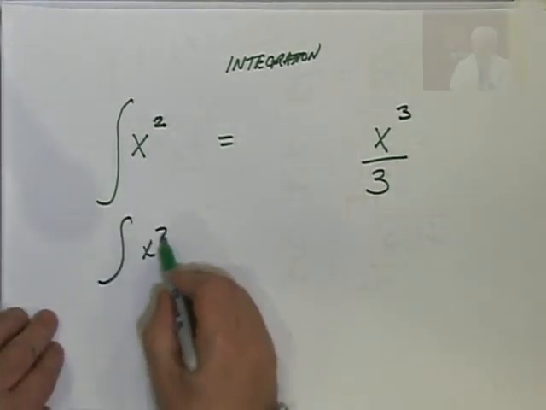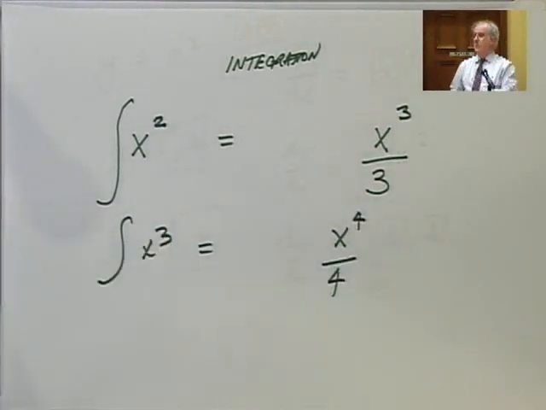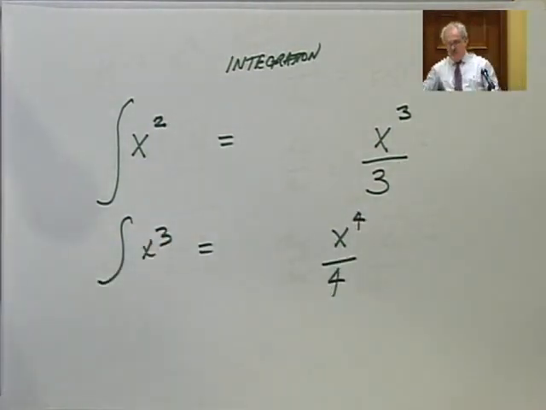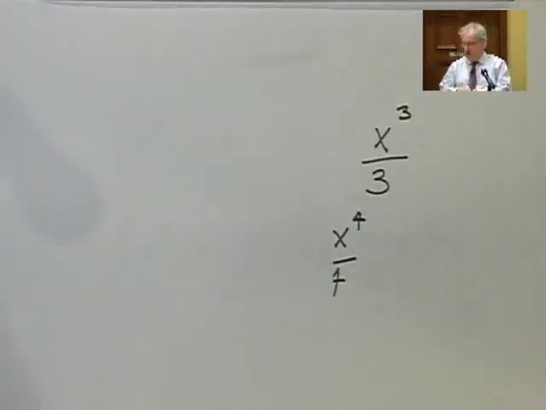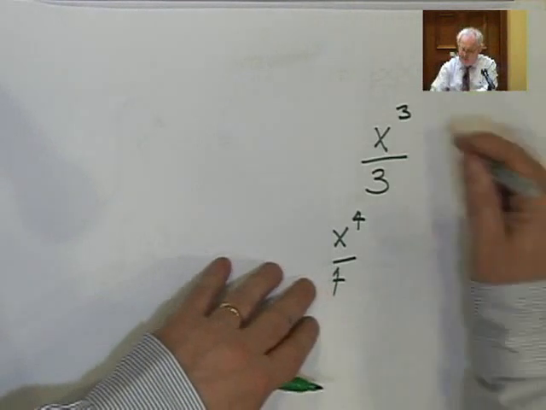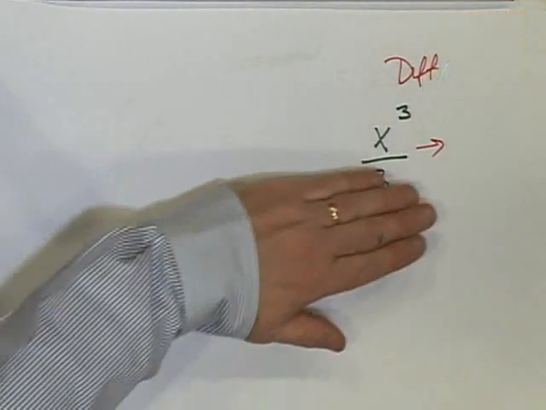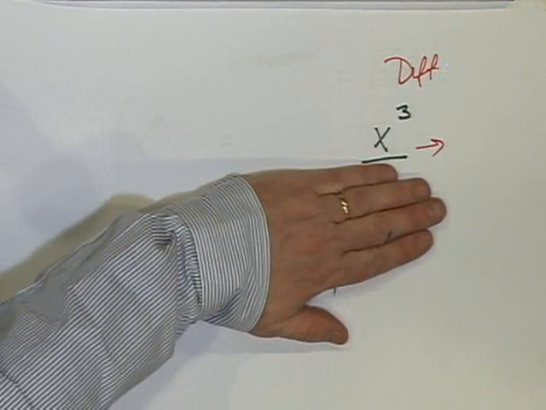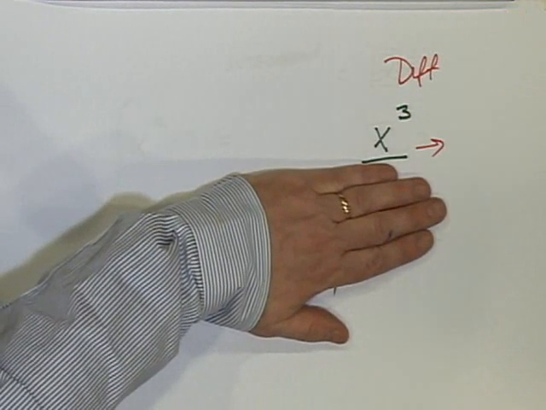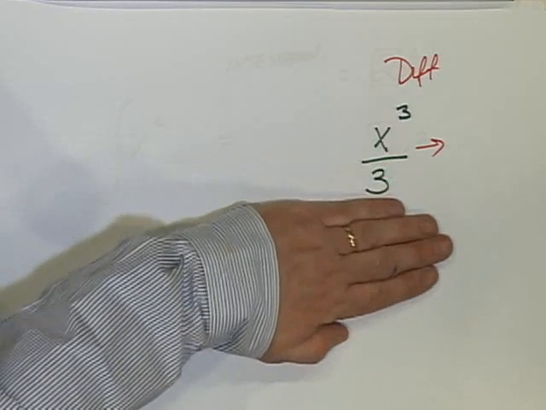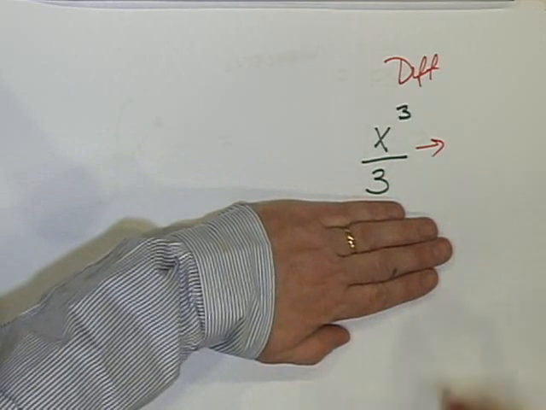Instead of x cubed, you'd take 1 above it, 4, and divide by 4. Now, let's see if we did it on the way back. Let's say if we differentiated here. What would happen if we differentiated x cubed? What would we get? 3x squared. And then if we divided the 3x squared by 3, what would we get? Just 1x squared, wouldn't we?